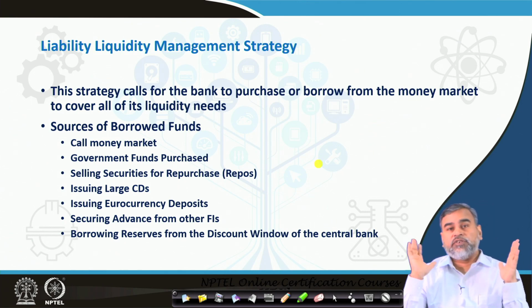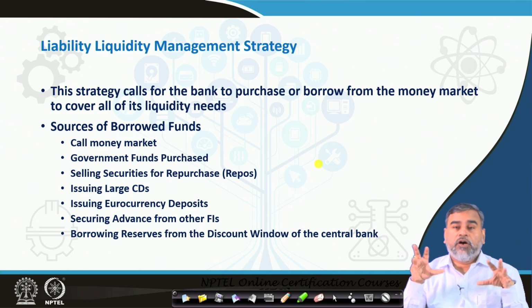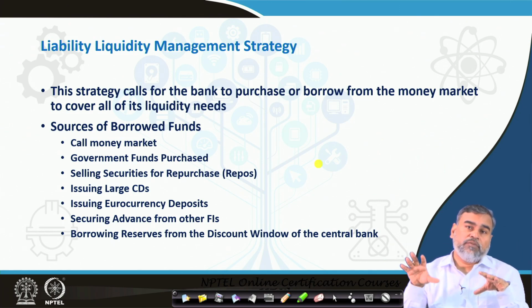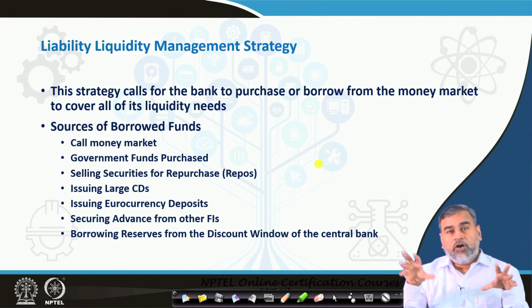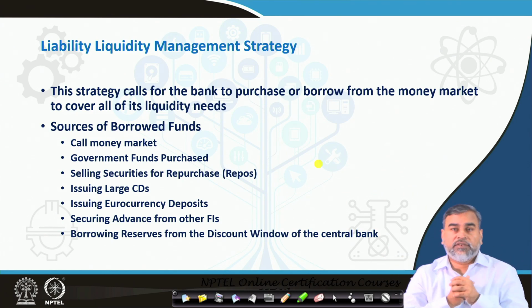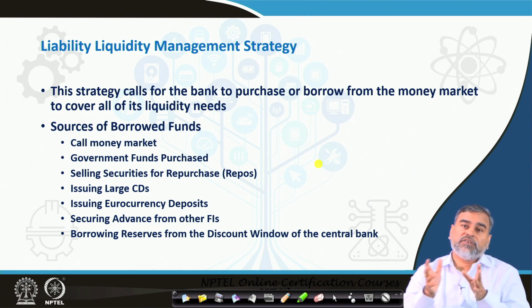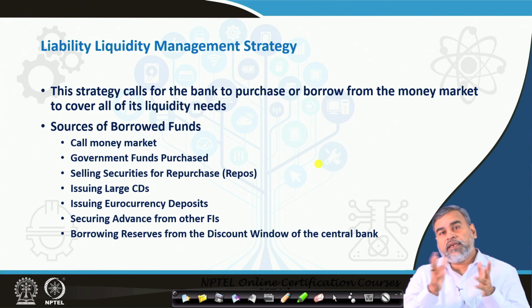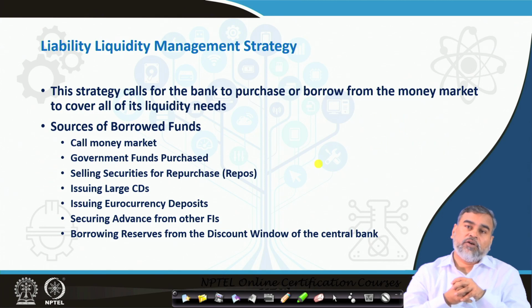You have a money market which is available, or you have government funds which are available with the central bank, or you can issue certificates of deposit and other instruments, and against that you can raise some money, and that money can be utilized to maintain your liquidity. But mostly the money required to maintain liquidity comes out of the investments made in SLR, the statutory liquidity ratio investments, as well as the borrowings from the call money market, if you talk about India.